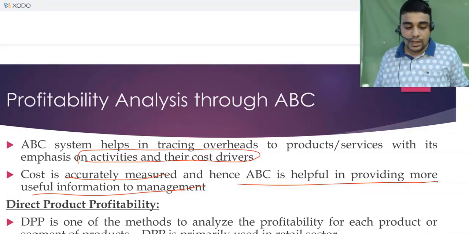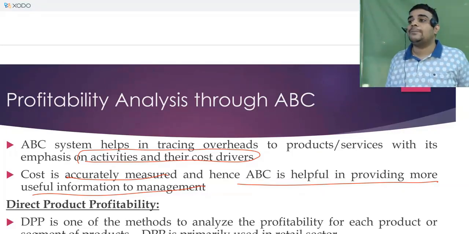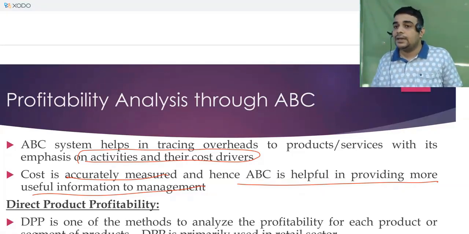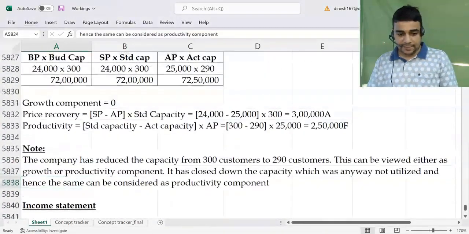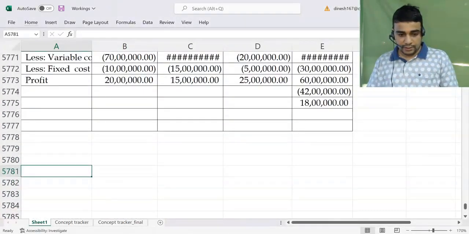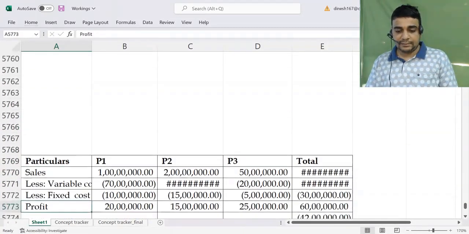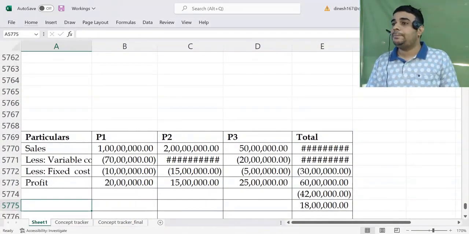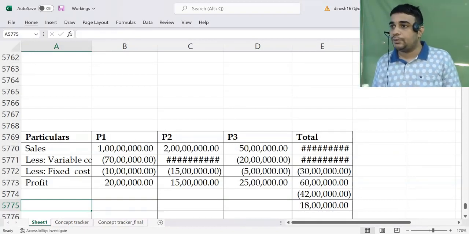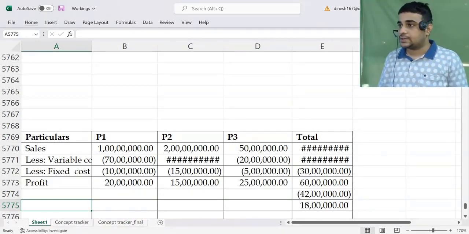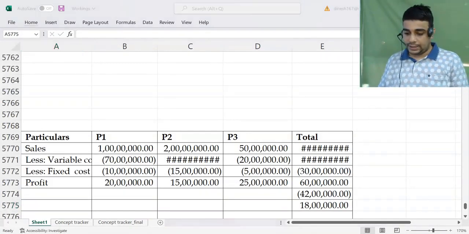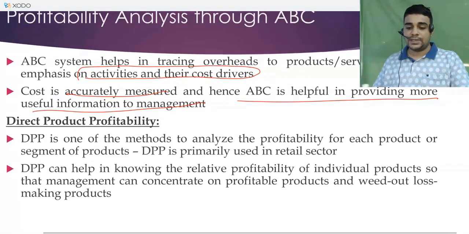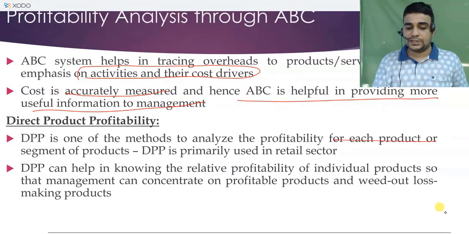So first classification is called direct product profitability, DPP. DPP is basically preparing the statement which I showed you in the beginning. The statement which I showed you in the beginning is called a DPP statement, but please do it on the basis of activity-based costing. Don't end up doing it without activity-based costing. If you don't use the knowledge of activity-based costing, you'll end up making a wrong decision. So DPP is one of the methods to analyze the profitability of each product or segment of product.